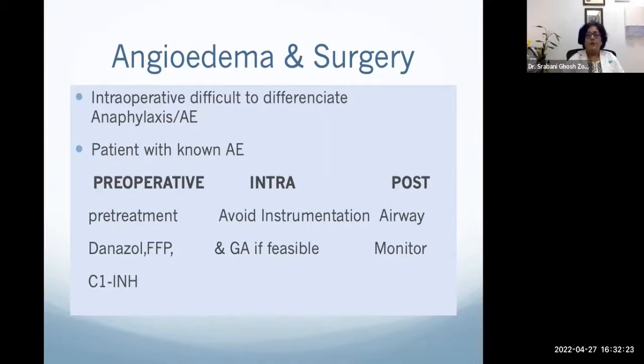But for patients with known angioedema, preoperatively you can start danazol, fresh frozen plasma, or C1 inhibitor if available. During the operation, it's better to avoid instrumentation and general anesthesia if feasible. And even after the procedure, the risk is not over. You have to monitor the airway for at least 24 hours postoperatively.